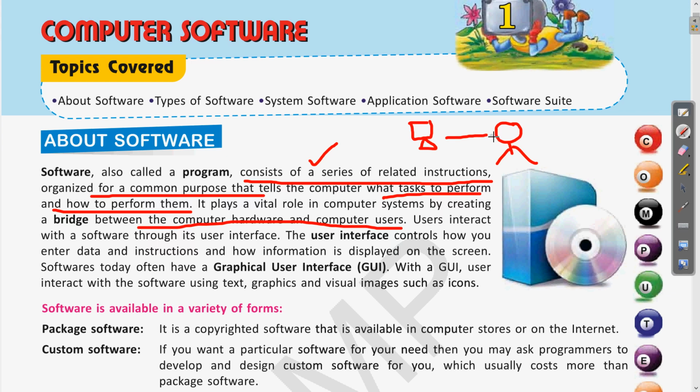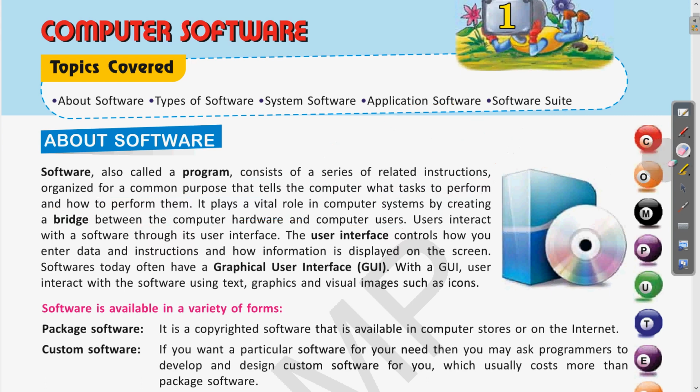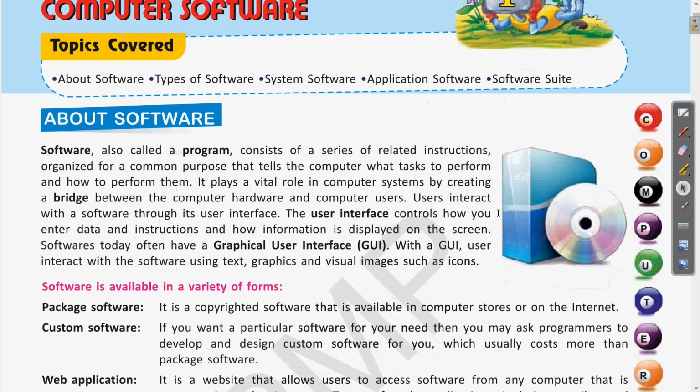The person will give the instruction using the software, and using those instructions the computer will perform the task, and when the output is obtained, this output will be provided back to the person. Clear? So this way the software acts as a bridge between the human and the computer. Now the interface using which the user interacts is called the user interface. Clear? So the user interacts with the software through its user interface.